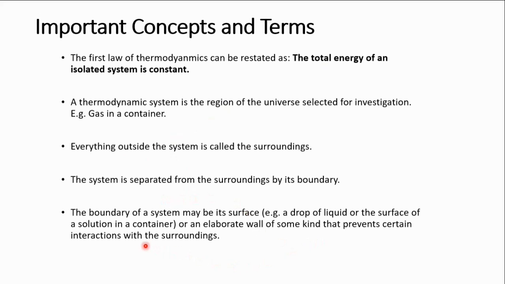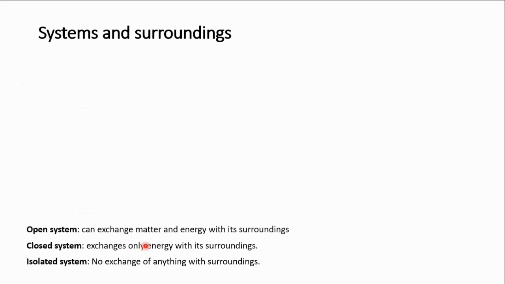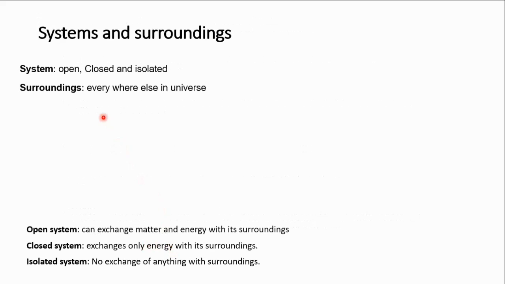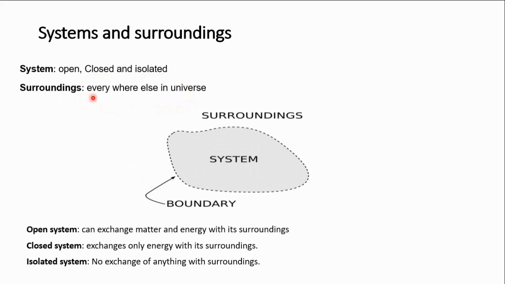Now, the boundary of a system may be its surface, for example, a drop of liquid, or the surface of a solution in a container, right? Or an elaborate wall of some kind that prevents certain interactions with its surroundings. Now, there are different types of systems. You have open systems, closed systems, and isolated systems. Now, the surroundings is everywhere else, like we said earlier.